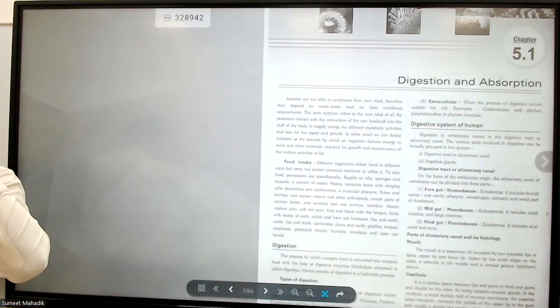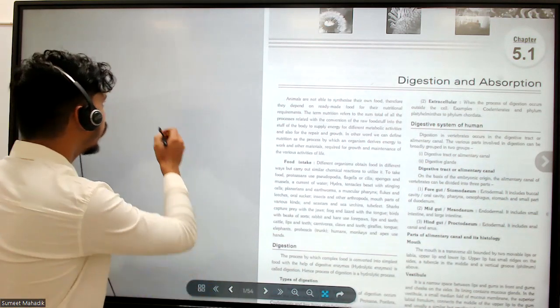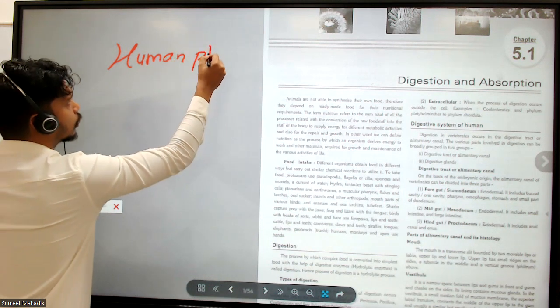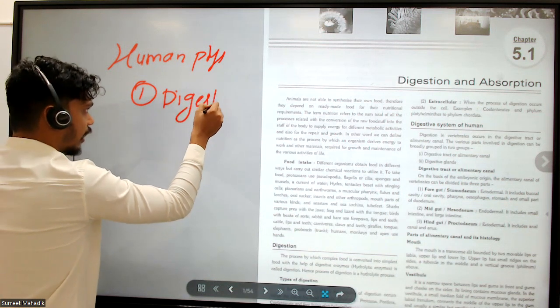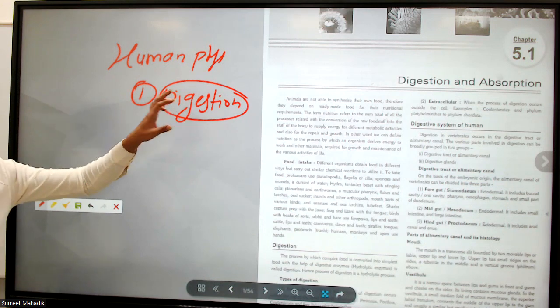Okay, please pay attention here. When you talk about digestion and absorption, when you talk about human physiology, you have to study this first chapter, which is called digestion. I want you to be ready with a pen and pencil and all the reading part. When you talk about digestion, what is digestion?